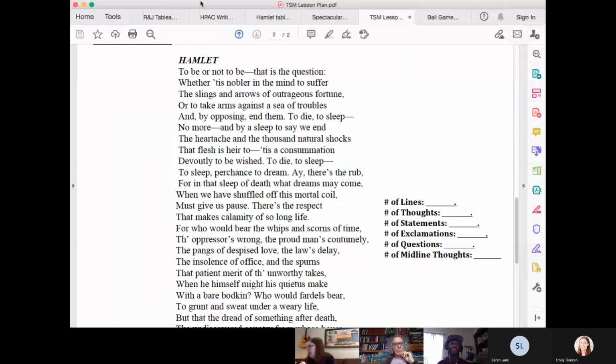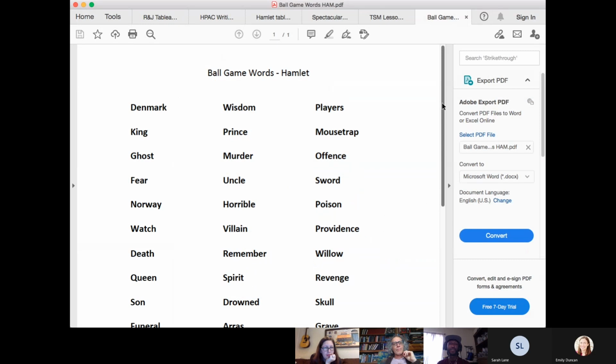I work with Tableau as well as with ball game words, which is usually used for other activities, but I like to use it to get my students to try to incorporate different words into their stories.